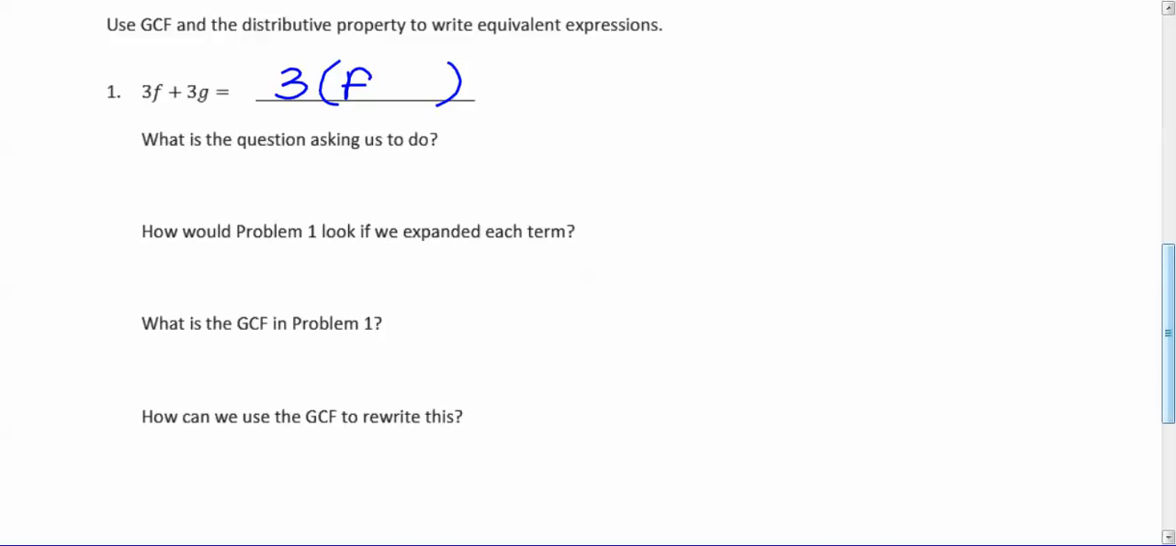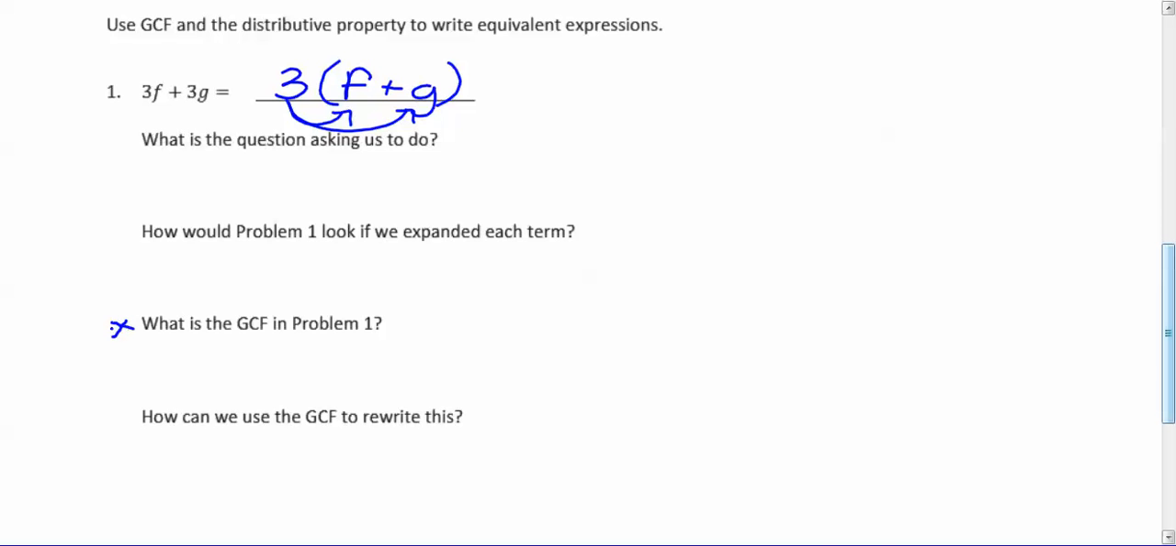All right, so 3 times the quantity f, and then you're going to put the operation symbol in here. So that's addition. 3 times what would give us 3g? Just g. Very good. So when you distribute this out, you'd say 3f plus 3g. Make sense? We're going to practice it a few times, so if you don't get it right away, it's not a big deal.